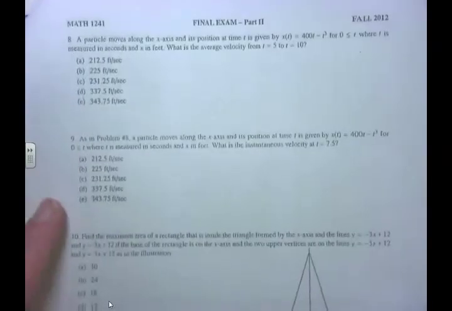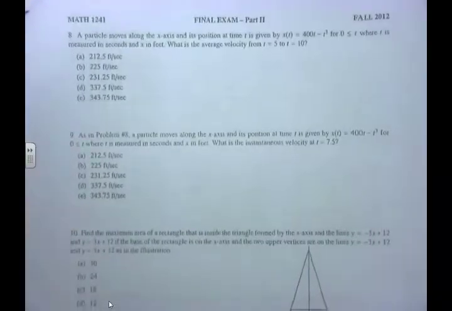Okay. All right. Number 8. A particle moves along the x-axis with position given by x of t equals 400t minus t cubed, for t greater than or equal to 0, where t is measured in seconds, x in feet. What is the average velocity between 5 and 10?